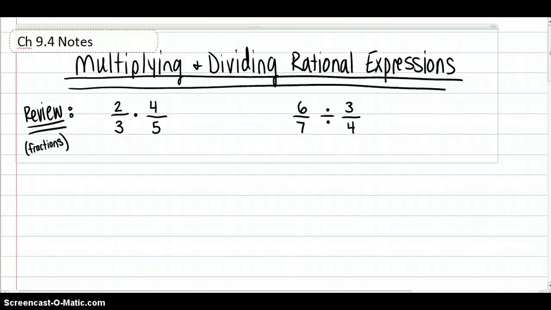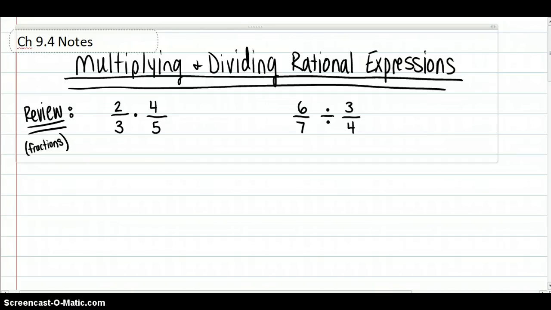Today we're going to be talking about multiplying and dividing rational expressions. So we've been talking about rational functions this chapter, like graphing them, things like that. I know we know that rational just means fraction. Alright, well today we're going to get into the real cool part about Chapter 9, which is actually getting to do some things with rational expressions.